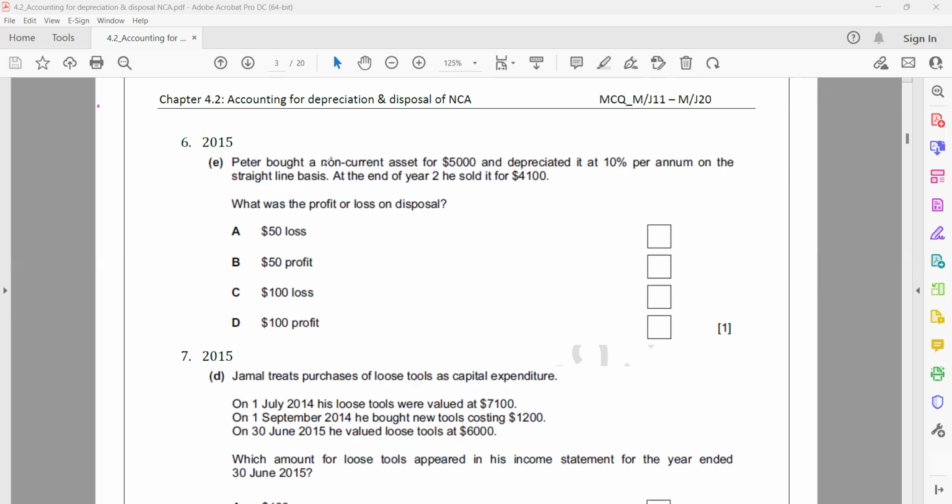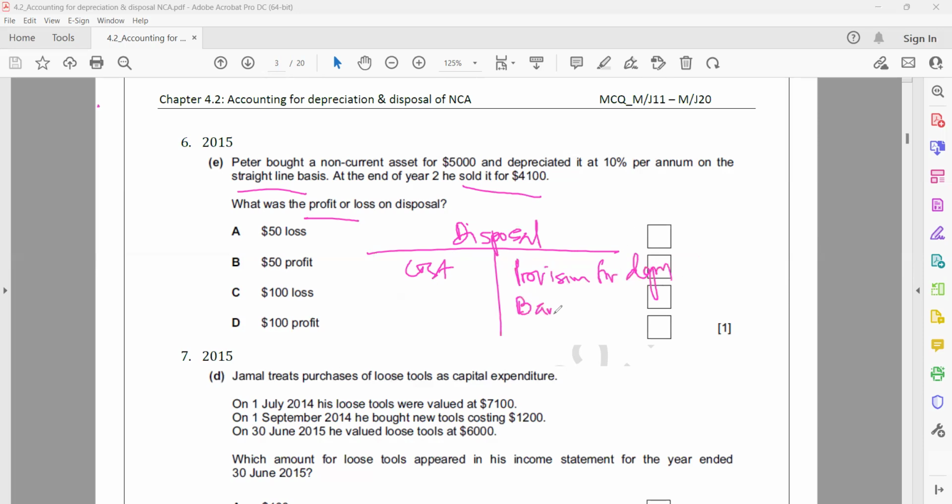Okay, number 6. Peter bought a non-current asset for 5,000 and depreciated it at 10% per annum, straight line method. At the end of year 2, she sold it for, this is a disposal. What was the profit or the loss on disposal? Think about it, you can open the T account for disposal. Debit is the cost, credit provision for depreciation. Another one, disposal value. If the income statement is on the debit side, it will be the loss. If the income statement is here, sorry, this is a loss, this is a profit. So you need to put in the correct position, then you can find it.